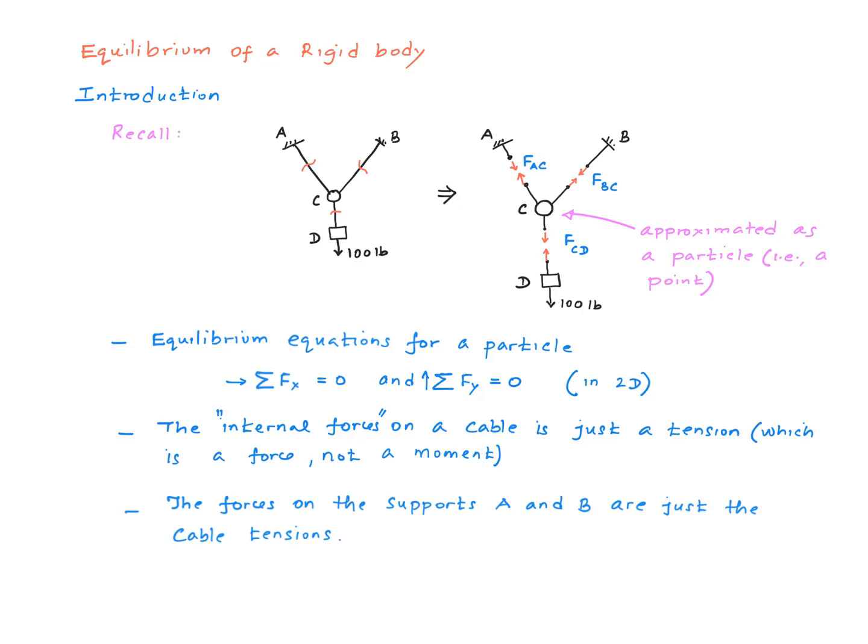The next important thing we note here is that the force on a support like a support A or B is just the tension in the cable that is attached to that particular support, right? So once we solve for the tensions in the cable, the forces in the supports are also trivially obtained, right? This is also going to change as we go from this type of cable system to a rigid body.